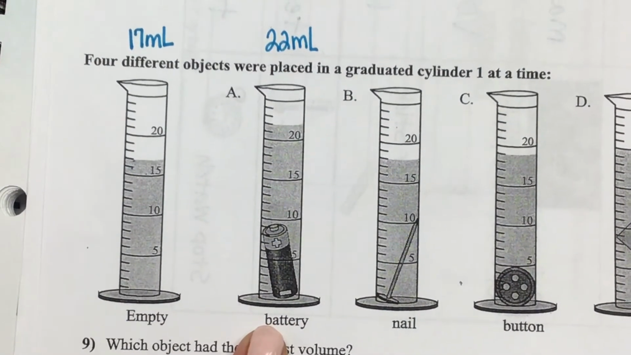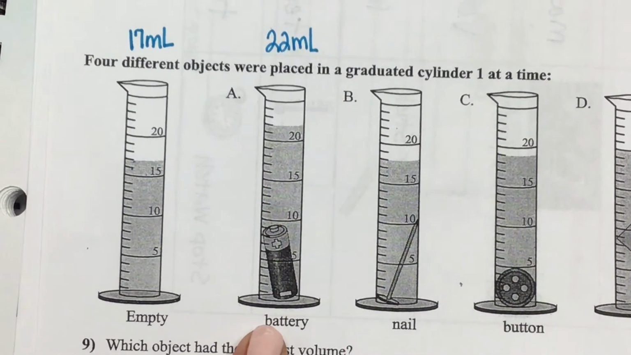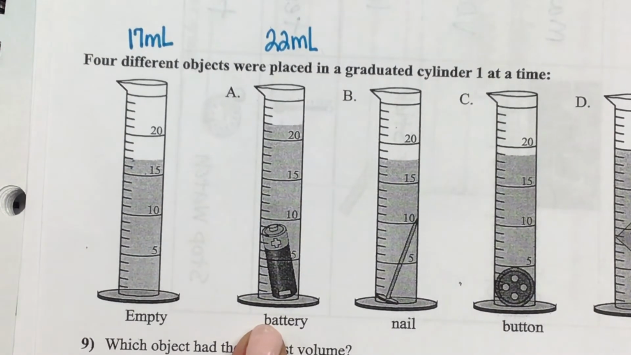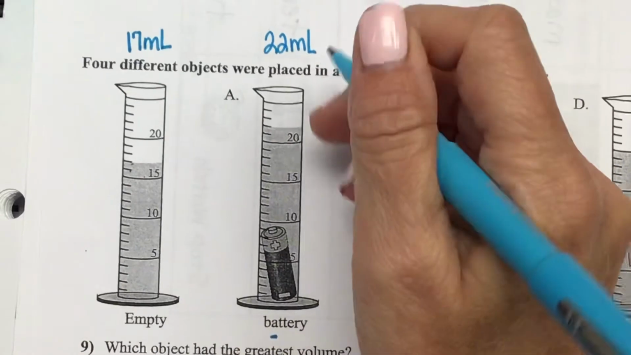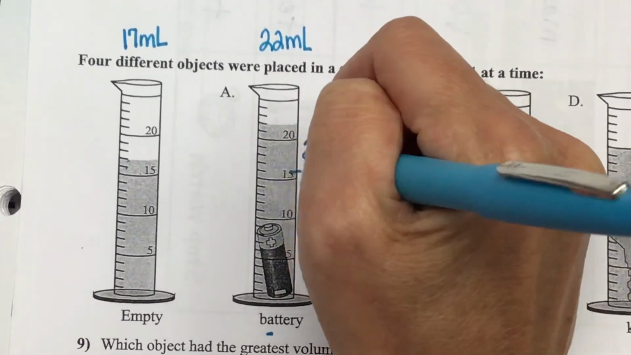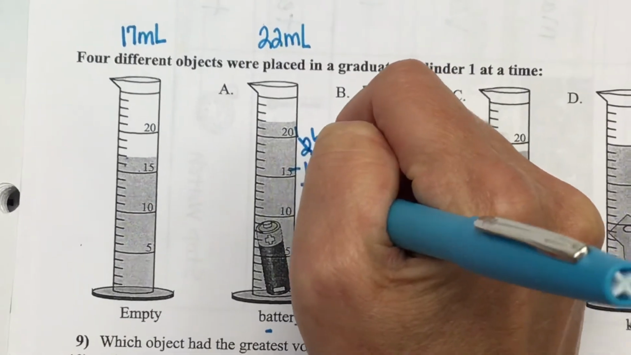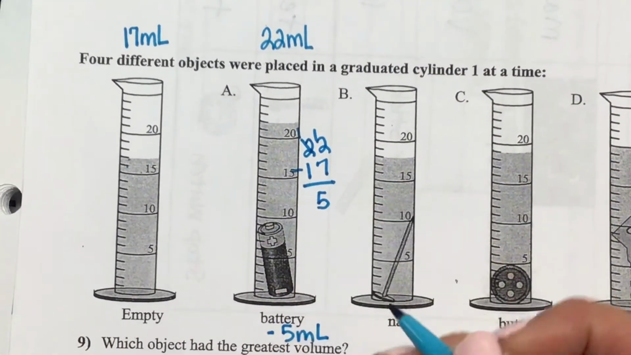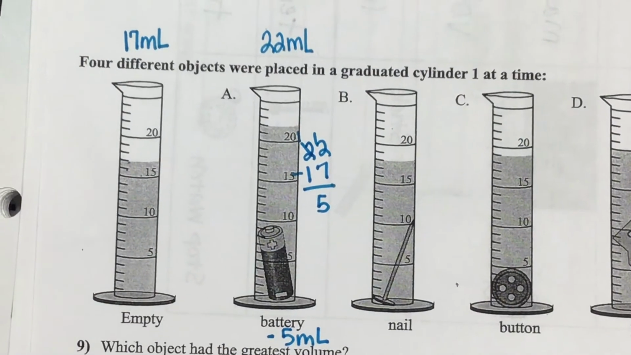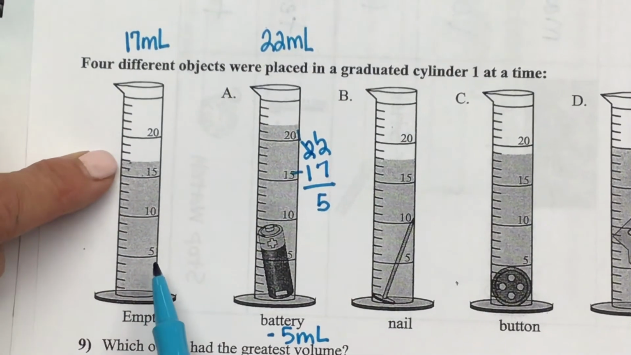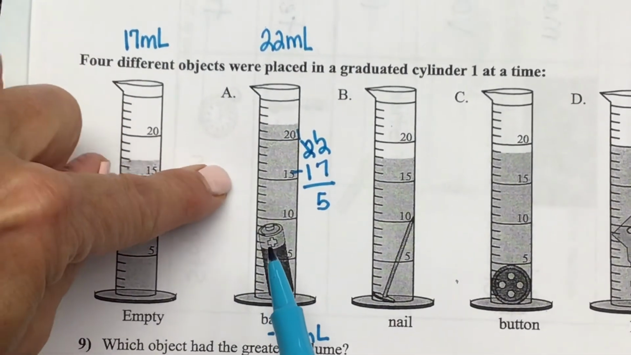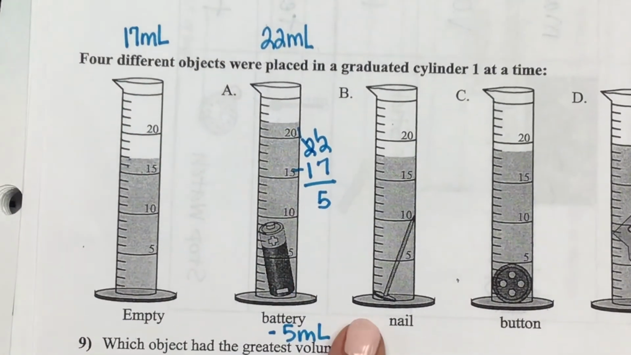I think she's getting it. Let's give her a second to get it, and I'll call on you for the next one. Five. You have to do 22 minus the 17, and that would leave you with 5 milliliters. The battery has a volume of 5 milliliters. 22 minus 17 is 5. So the water by itself was 17. The battery plus the water is 22. That means the battery was 5.